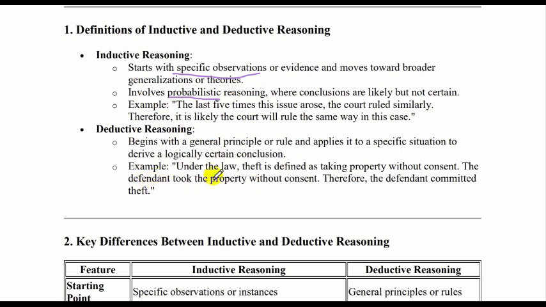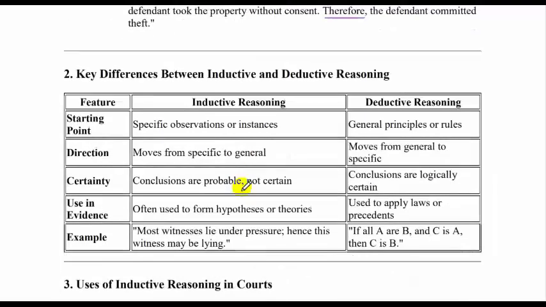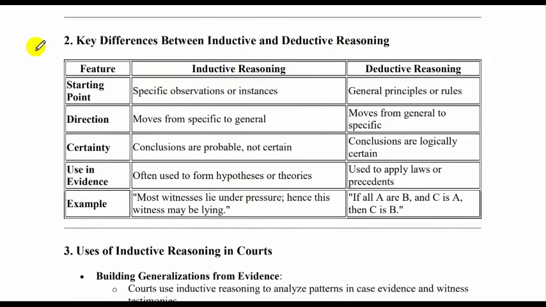Let's look at an example. Under the law, theft is defined as taking property without consent. This is premise 1. The defendant took the property without consent. This is premise 2. Therefore, the conclusion: the defendant committed theft. So this is deductive reasoning. This is the structure of deductive reasoning. Now let's look at the key differences between inductive and deductive reasoning.